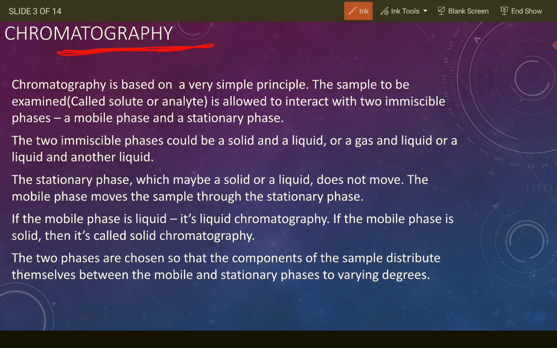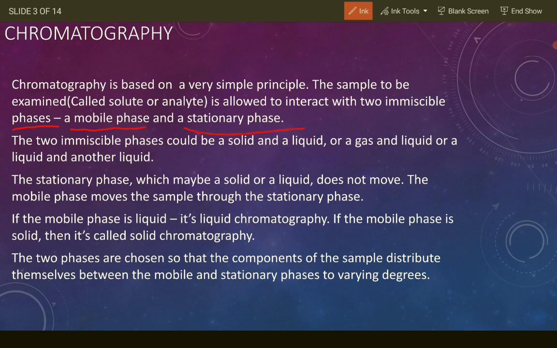So what we need to do is the solute or the analyte from which we need to separate different things is allowed to interact with two immiscible phases. Immiscible means two things that cannot be mixed or which do not mix. For example, oil and water. These two things are immiscible, they do not mix, right? So there are two immiscible phases, a mobile phase and a stationary phase.